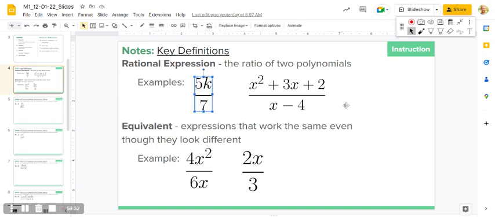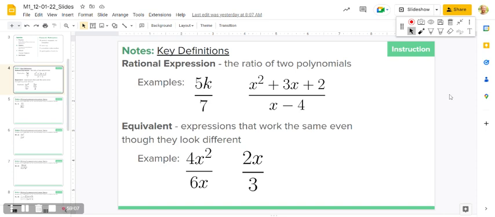We have 5k over 7. They can be simple, where we just have single terms on top and bottom, or they can be a little more complicated, where we have our second example here with a full-on quadratic on top divided by a binomial on the bottom. Either way, though, we're going to treat these exactly like we treat fractions, just with variables. So there's a few rules we'll go through today as we're working with them and over the next few days.